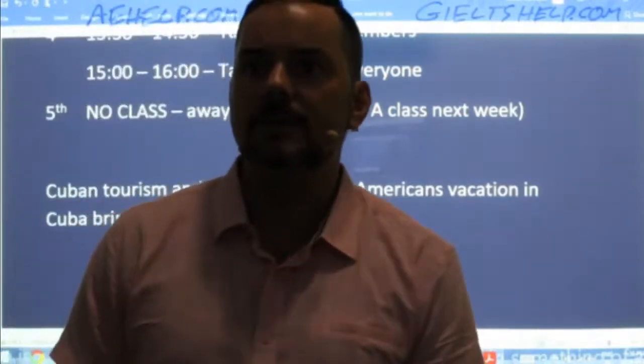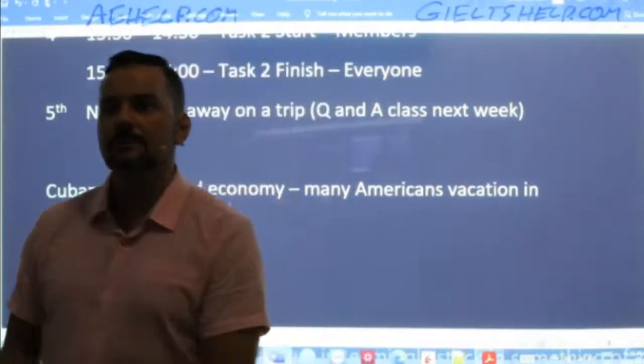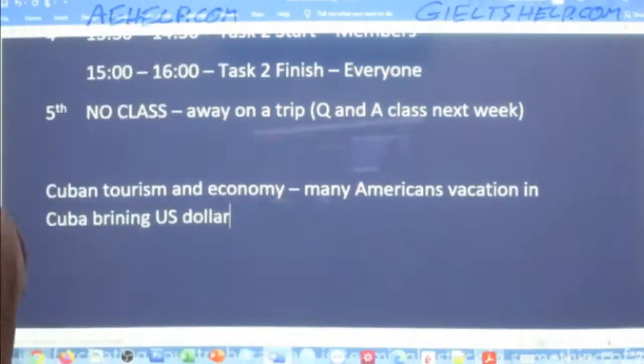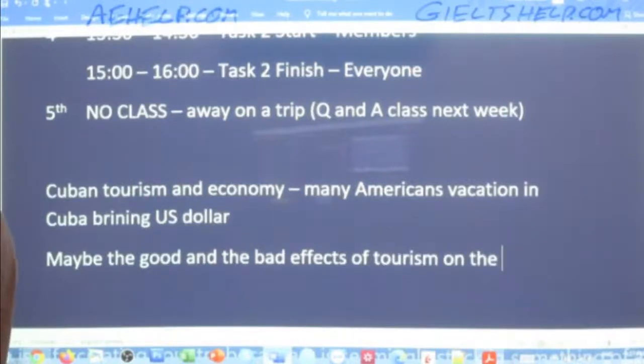Cuban economy depends largely on tourism, says Ois. Good. Okay. Puiti says, maybe the good and bad effects on Cuba. Okay. Maybe the good and the bad effects of tourism on the Cuban economy.